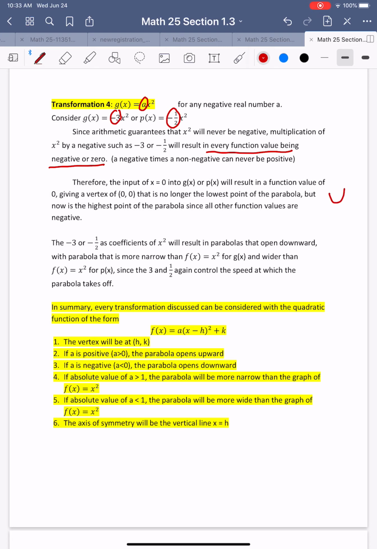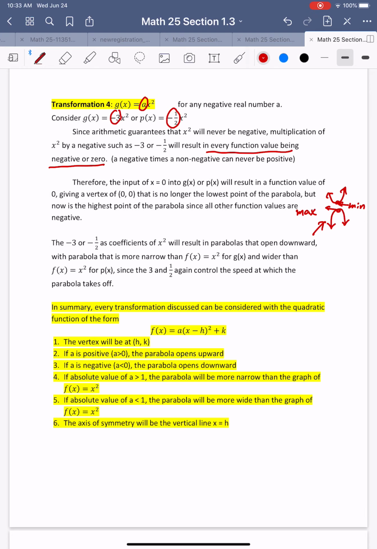So you got this type of graph, and now it becomes this, okay? The vertex over here was a minimum, but the vertex over here becomes the maximum. So it'll change the values. The negative 3 or negative half as the coefficient of x squared will result in a parabola that opens downward, which we call downward, and with a parabola that is narrower than f of x equal to x squared for g of x, and wider than f of x equal to x squared for p of x. Same thing, narrower, wider is the same number, but because of the negative, it becomes a flip.